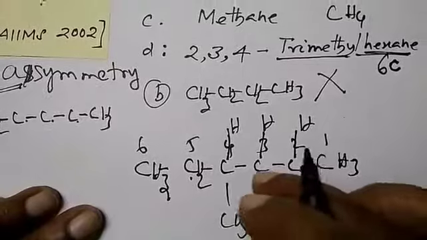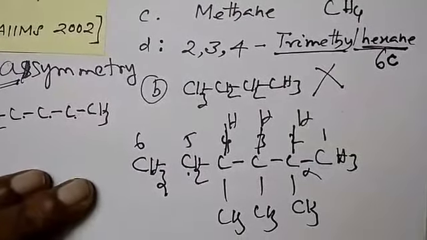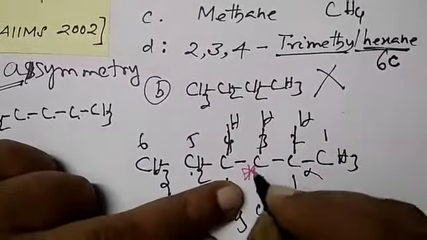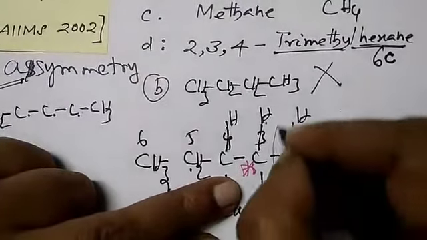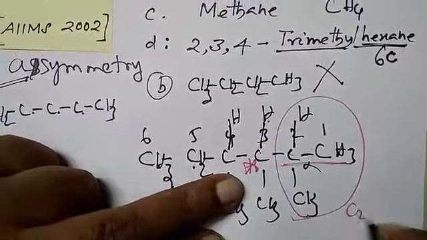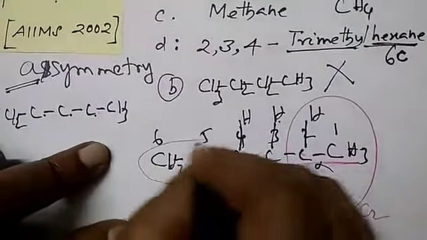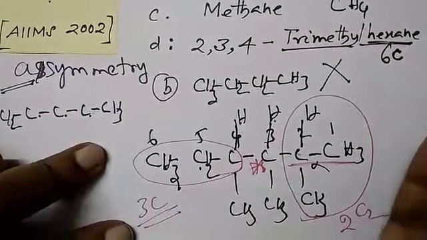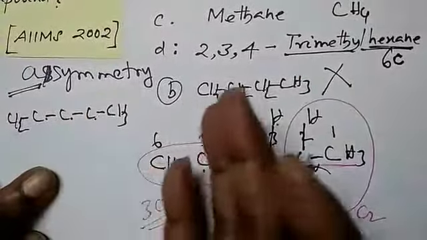Here, what about this one? This carbon I am selecting as an asymmetric carbon. How can you find out? It is attached with 1 hydrogen, 1 methyl, and a third valency with this. How many total carbons do we take in the chain? It is 2 carbon here. Here you can find the total chain has 3 carbon.